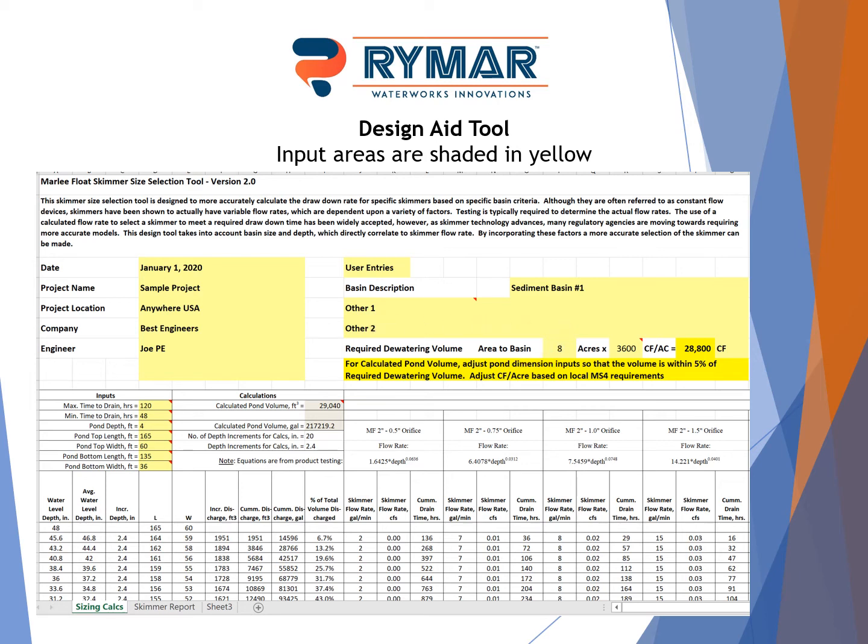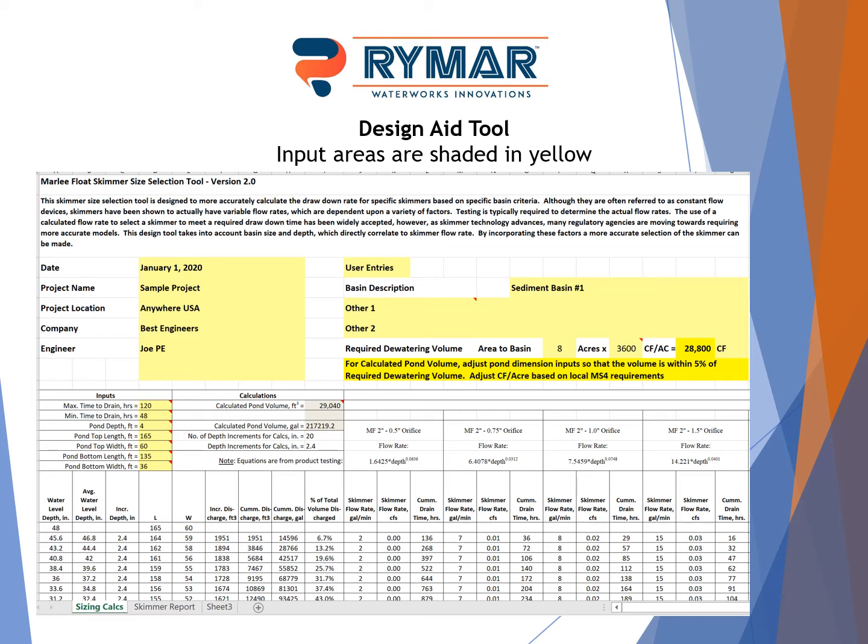Using your state requirements, you can plug in your required acreage or your acreage flowing to your basin and the required volume, so you can determine your required dewatering volume. Then in your calculations, we give you other inputs. You can put in the maximum time to drain, in this case 5 days or 120 hours, the minimum time to drain, 48 hours or 2 days, pond depth.